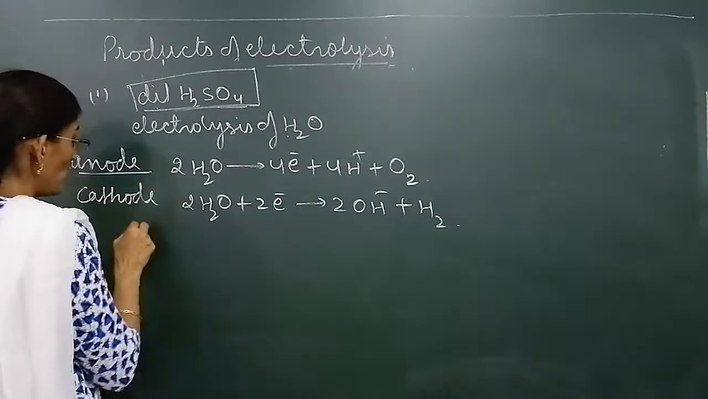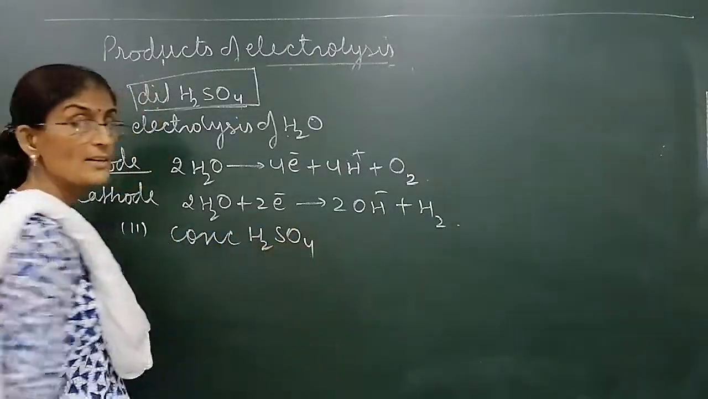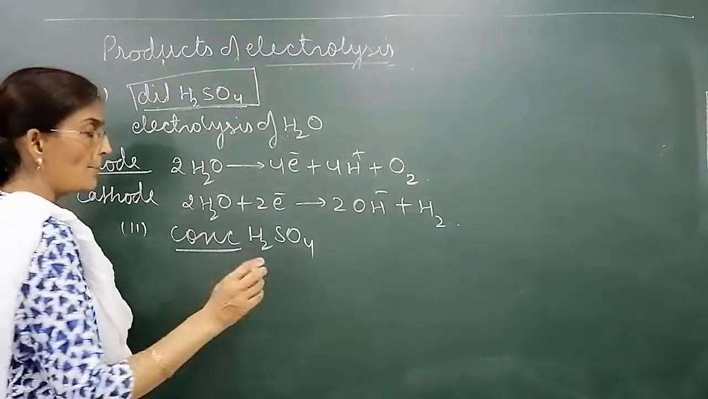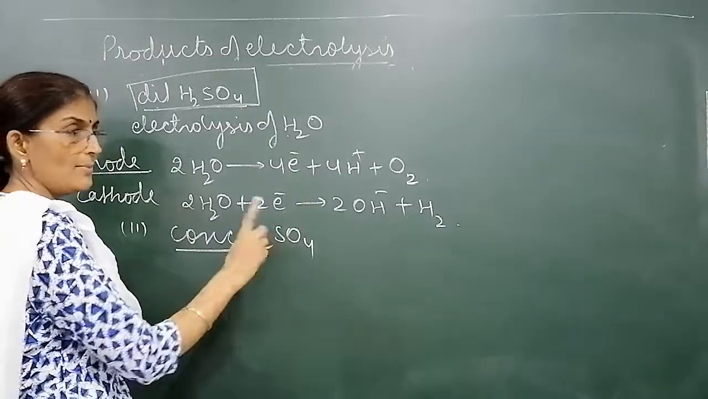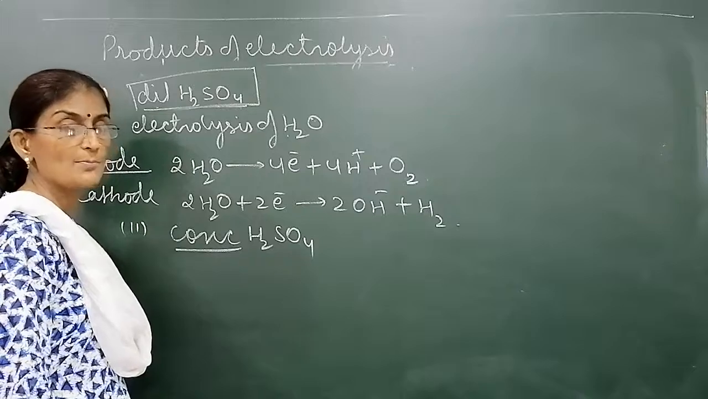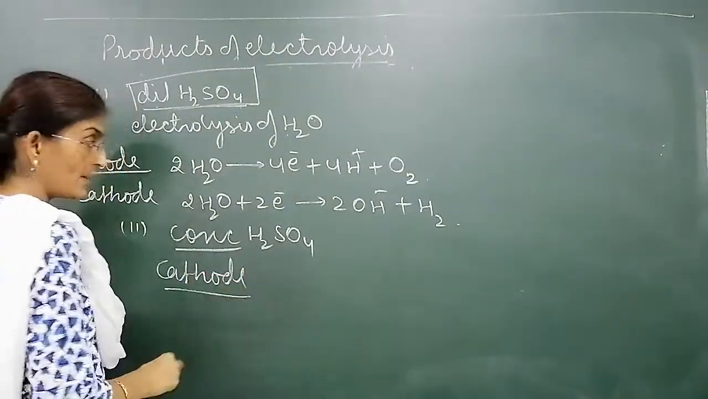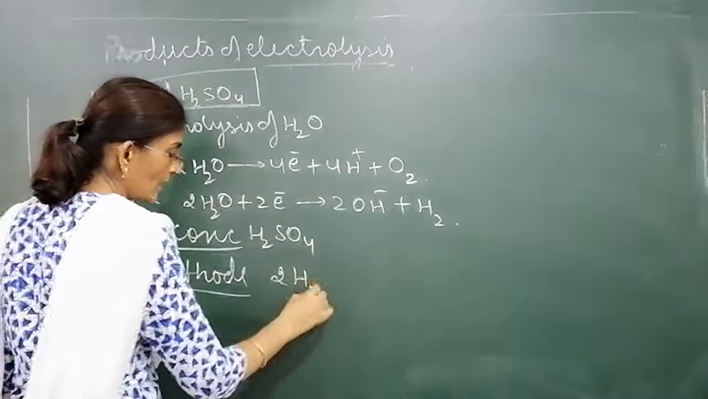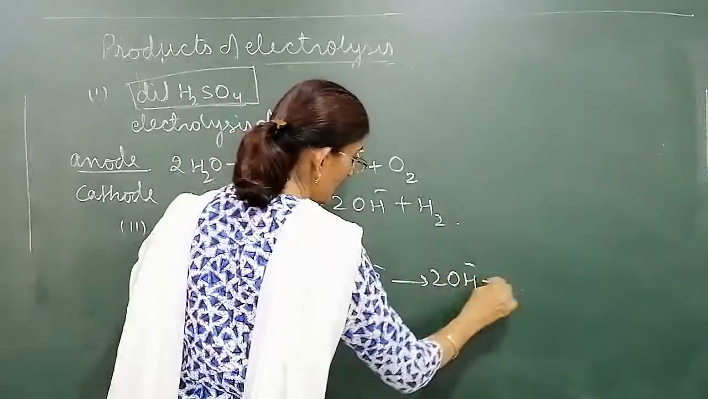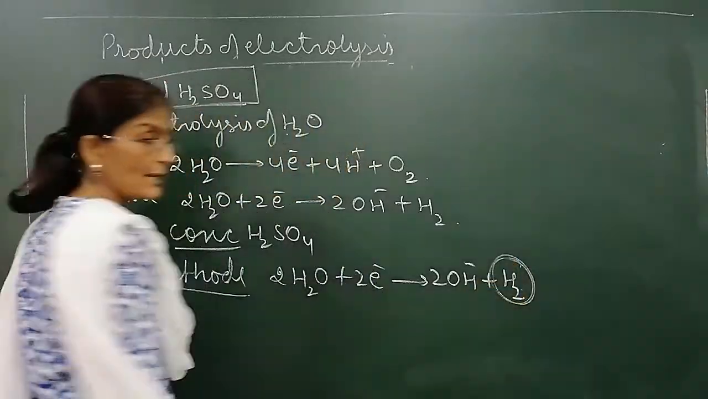But if concentrated H2SO4 is used, then what will happen? There is no competition between hydrogen. Water has H plus and sulfuric acid also has H plus, so at the cathode, hydrogen gas is produced. What's the reaction taking place at the cathode? Hydrogen gas only. Water will get electrolyzed. So it will be 2 water molecules accept 2 electrons, forming 2 OH minus and H2. So if we take concentrated H2SO4, hydrogen gas is produced at the cathode.